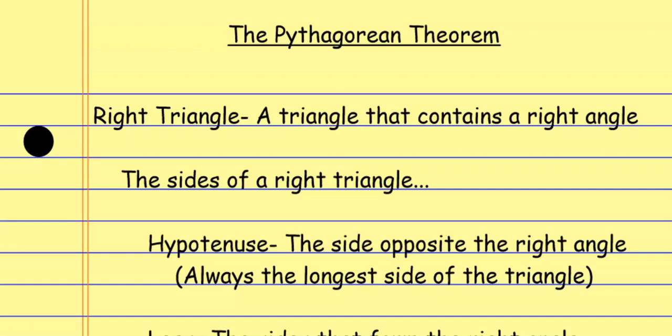The Pythagorean Theorem is only used for right triangles. A right triangle is a triangle that has a right angle, a 90-degree angle, in it. Basically we have two sides that are perpendicular. The sides of a right triangle we call legs, for the two interchangeable parts, and the hypotenuse, the really important part when it comes to the Pythagorean Theorem.